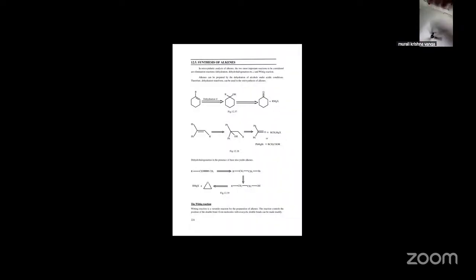Like the synthesis of alkenes, in the synthesis analysis of alkenes, the most important reactions to be considered are elimination reactions, dehydration and dehydrohalogenation, and the Wittig reaction. Alkenes can be prepared by dehydration of alcohols under acid conditions. Therefore, the dehydration transform can be used in the retrosynthesis of alkenes.